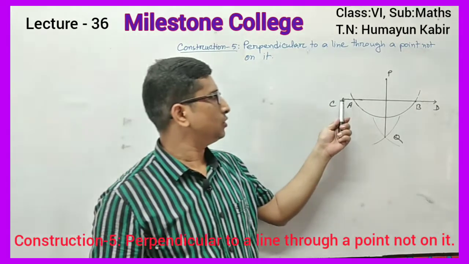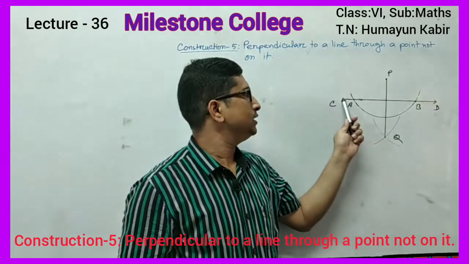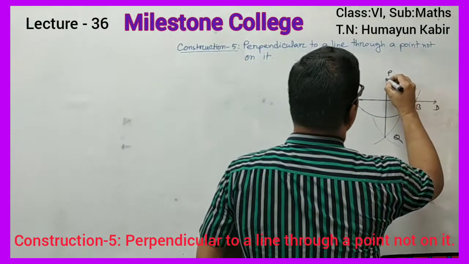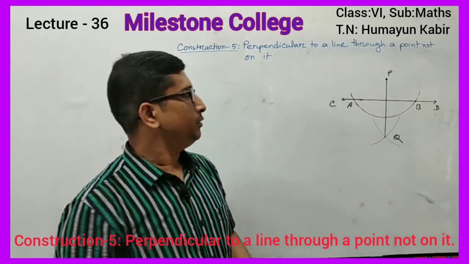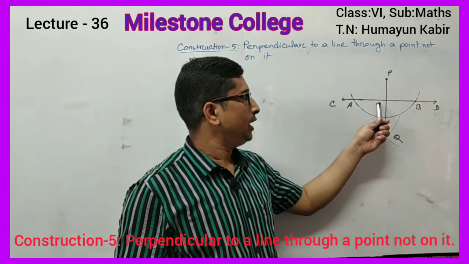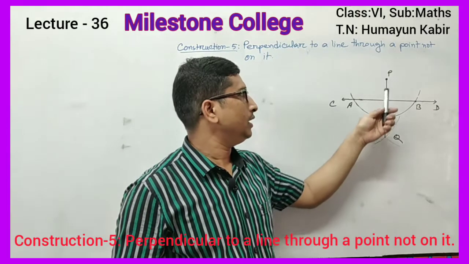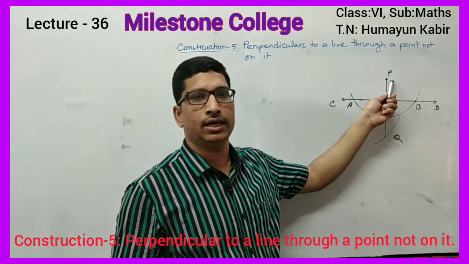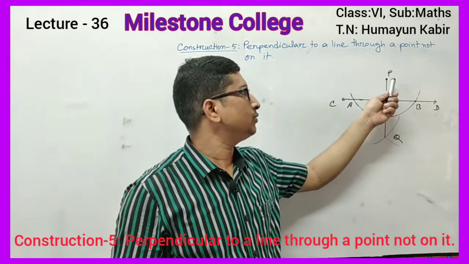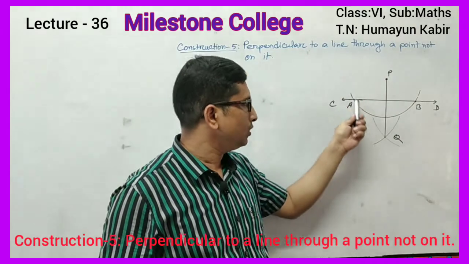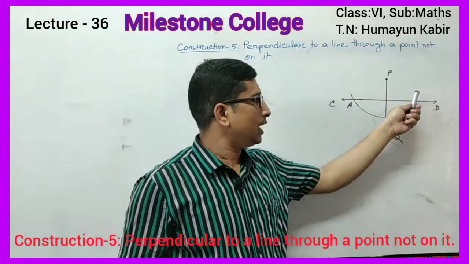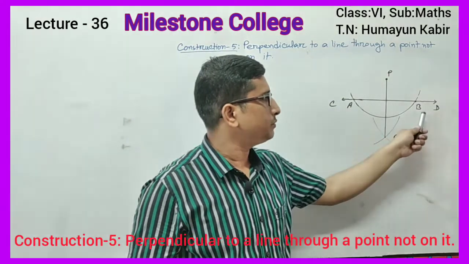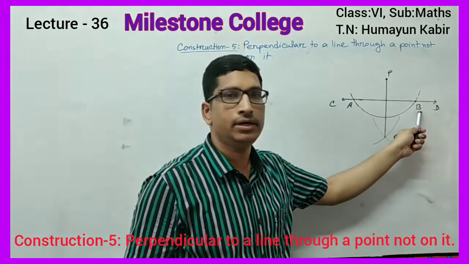At first we will draw a line CD, and we will take a point P outside the line CD. Then taking a suitable radius and with P as a center, we draw this arc. This arc cuts CD at this point and this point, say point A and point B.